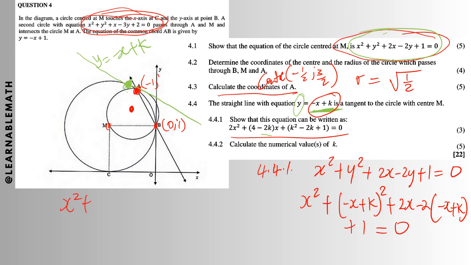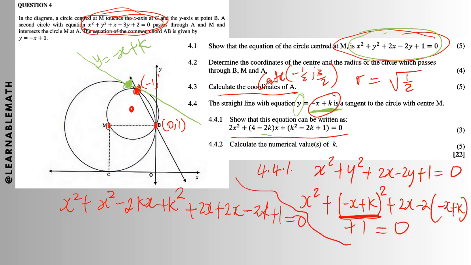So to expand this, this will be x squared, and this minus kx, it will be minus 2kx, plus k squared. When you expand that, and then you have plus 2x, then you remove the minus 2, you'll have plus 2x and minus 2k, minus 2k plus 1 equals 0. Okay, so when you expand there, then you can group the like terms.